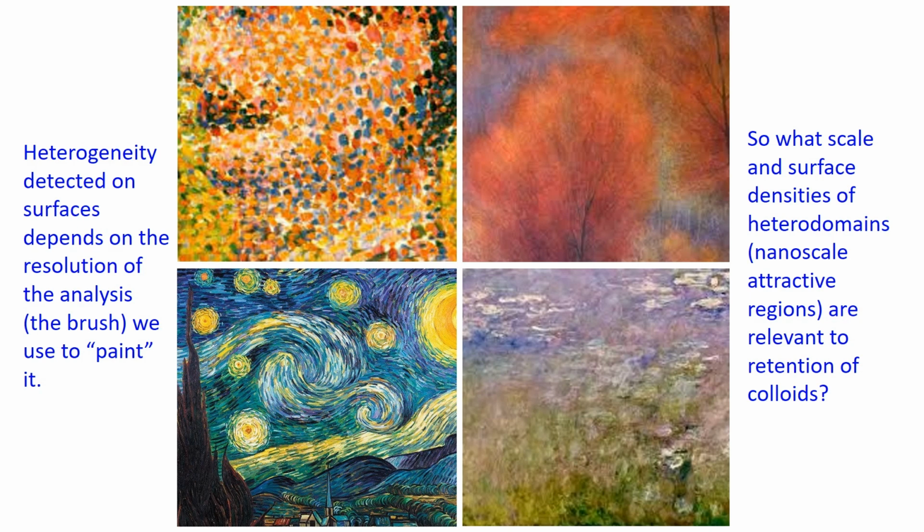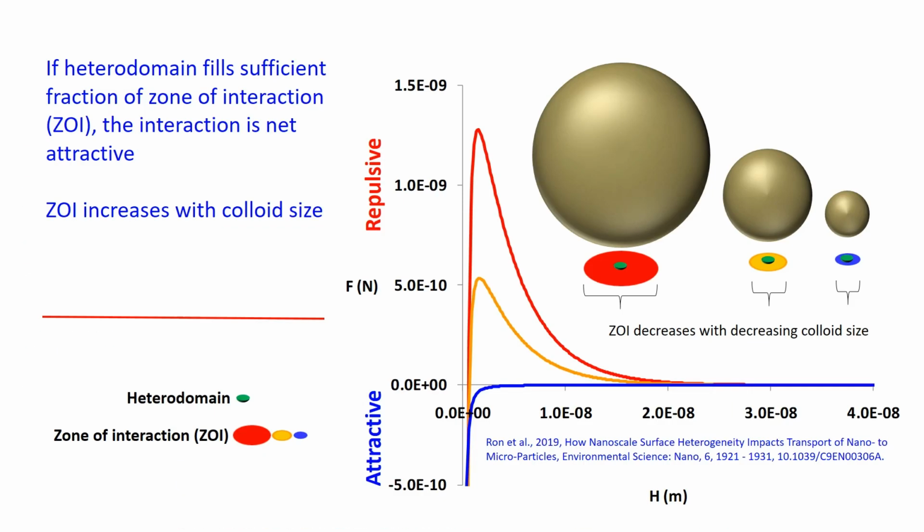So when we're trying to ascribe heterogeneity to a surface, the resolution depends, of course, on the analysis that we perform if we're trying to measure this directly. And the relevance of what we see to colloid transport isn't straightforward. So by coupling our simulations to experiments, we're trying to back out what scale and surface densities of heterodomains, that is nanoscale zones of attraction, are relevant to colloid transport.